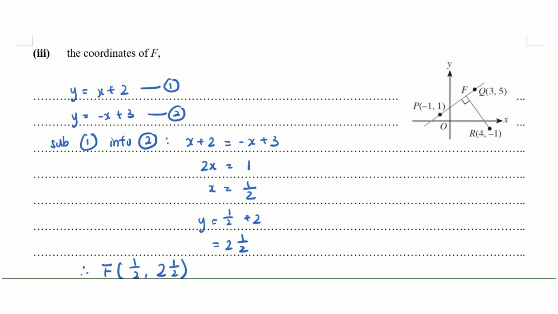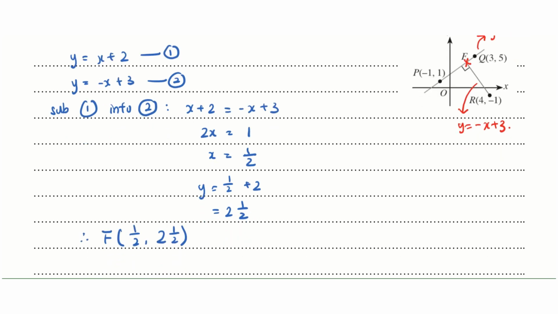Next, we want to find the coordinates of F. I want you to notice that F is the intersection point of the line PQ as well as the line FR. In part 1, I have already found the equation of the line PQ, which is y equals x plus 2. And for the equation of the line FR, we have already found it in part 2, which is y equals -x plus 3. Since we are trying to find the intersection point, we will solve these two equations simultaneously and get the coordinates to be 1/2 and 2.5 for the point F.